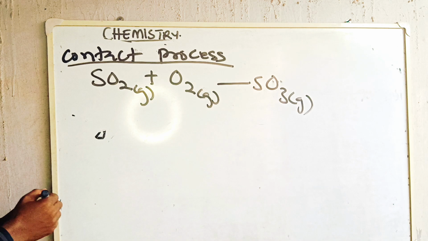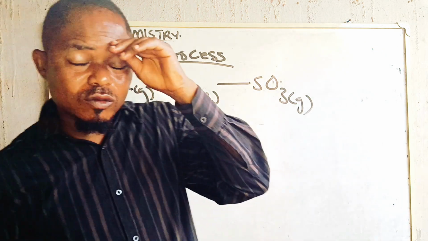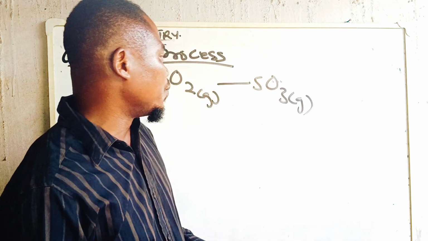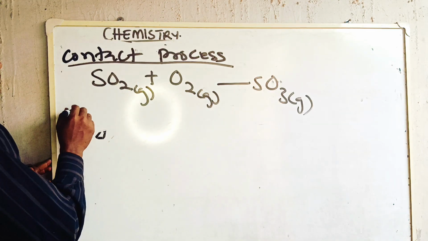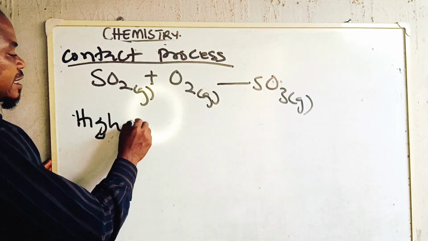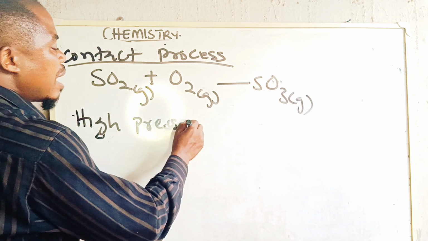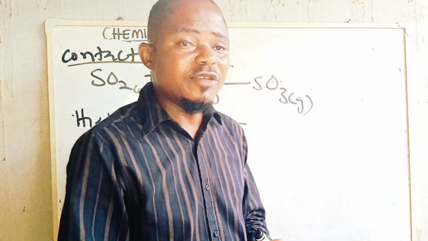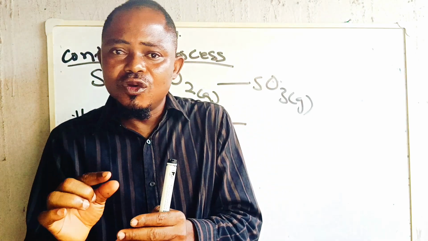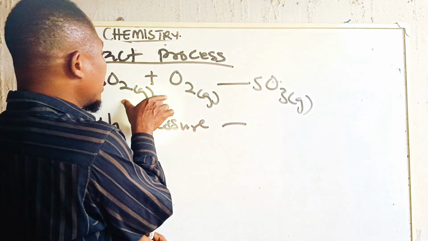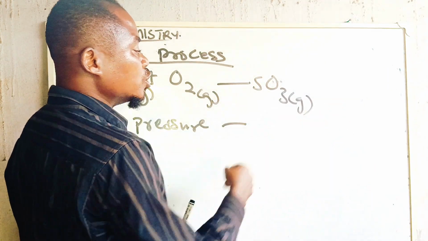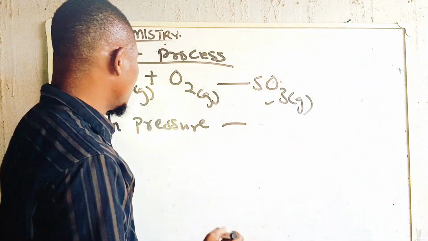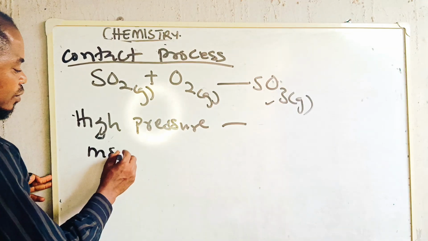It's a balanced equation. In this equation, to optimize production, what do we do? One, you use high pressure. In this case, they use a pressure that is slightly above atmospheric pressure. Because when you use high pressure, it shifts equilibrium to the side with fewer gas molecules. That means here we have 2 gas molecules, here we have 1. So equilibrium will shift to the right and favor the production of what? SO3.